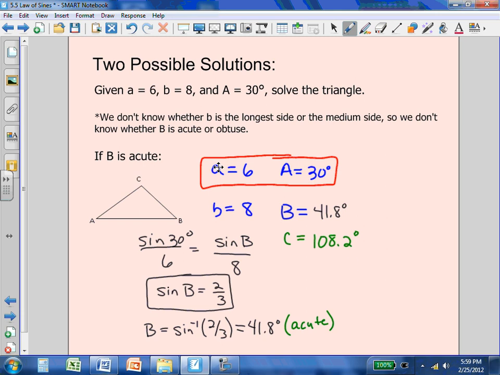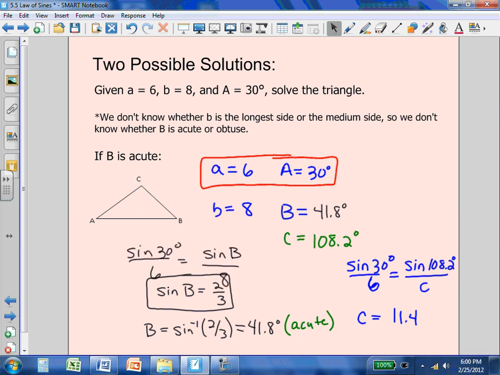Start over again with your angle A, so sine of 30 degrees over 6 equals the sine of 108.2 over side C. So now I'm working with angle C, so I'm finding side C. And I cross multiply, pause if you need to. And then side C should be about 11.4. So that gives us up here, let's see if I can take this and move it over so I have a nice spot. So then side C is 11.4.